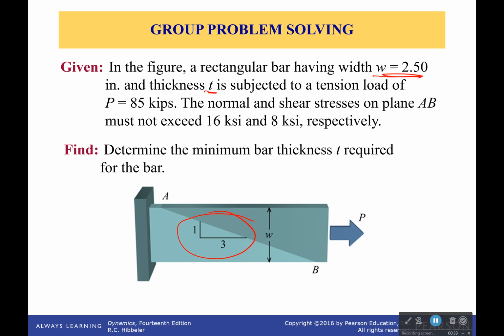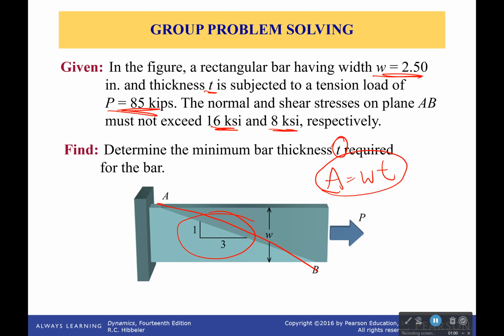And so knowing what the tension load is, and knowing that the stresses on plane AB, this one right here, can't exceed 16 KSI and 8 KSI, respectively, we have to determine what that thickness is going to be. I'm going to give just a little bit of help here. Remember that area is going to be equal to the width times T. And that should allow you to plug things into most of your equations and solve for T.